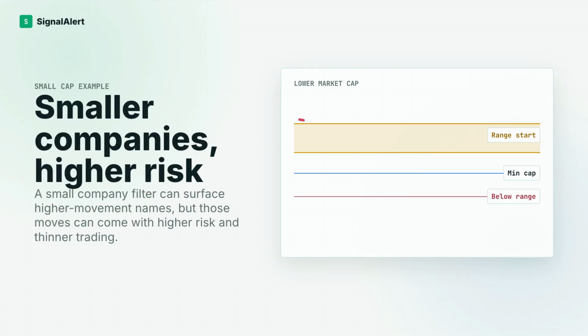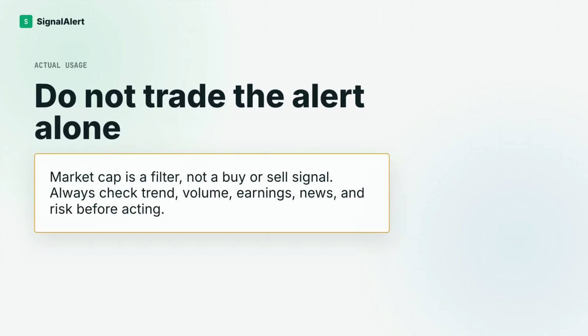So market cap is not about finding a perfect stock. It is about narrowing the universe. If you are a beginner, this is useful because it keeps your alerts focused. Maybe you only want to watch larger companies while you learn, or maybe your strategy looks for smaller companies, but only when volume and price action also confirm the move.